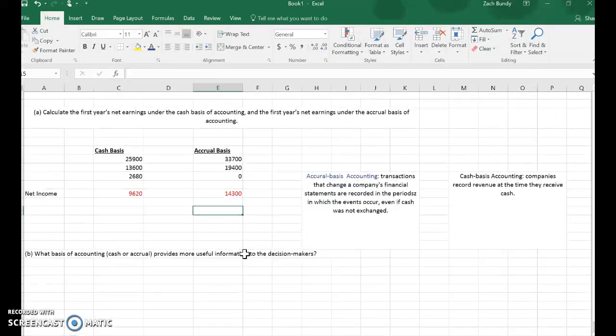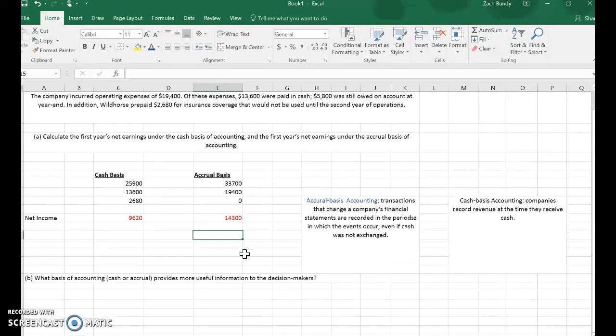Now the last question in completing this problem is which basis of accounting, cash or accrual, provides more useful information to the decision makers. For a few reasons, people might just want to pick the accrual basis because the number looks bigger, and that might look better for investors, people looking to make money. But the accrual basis is also just a more accurate record of what occurred last year, what the company actually did.